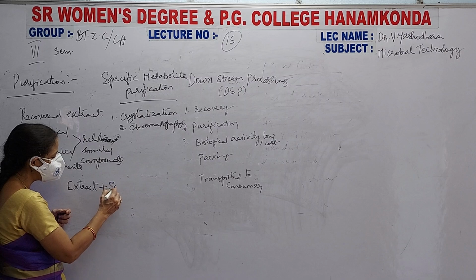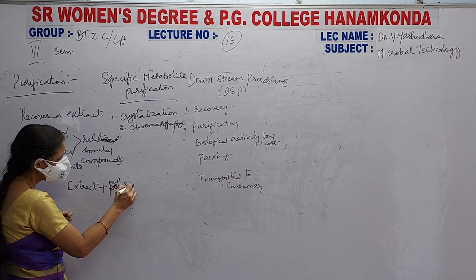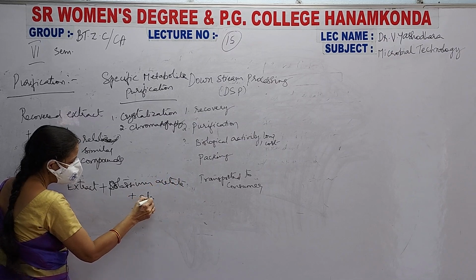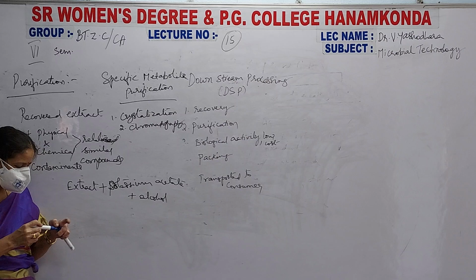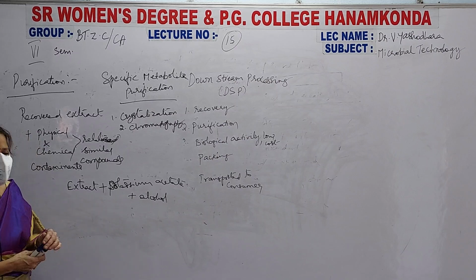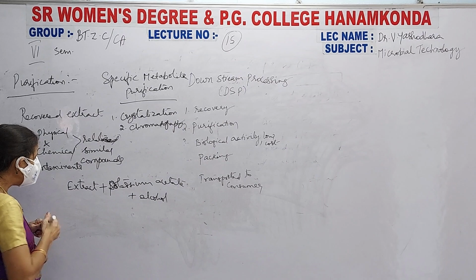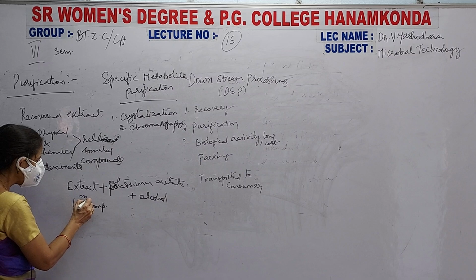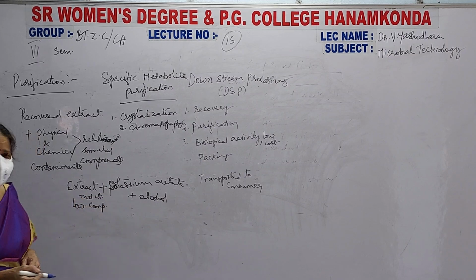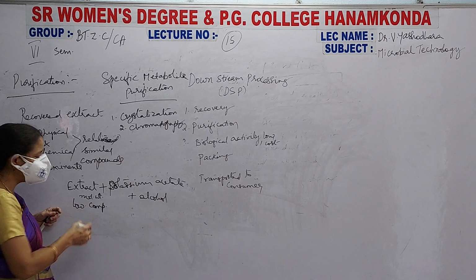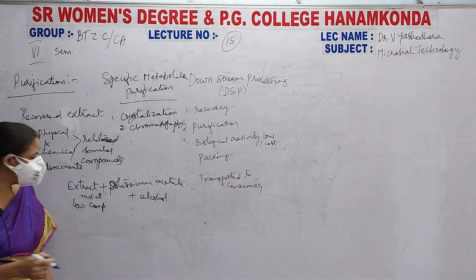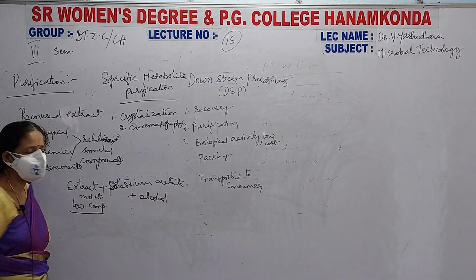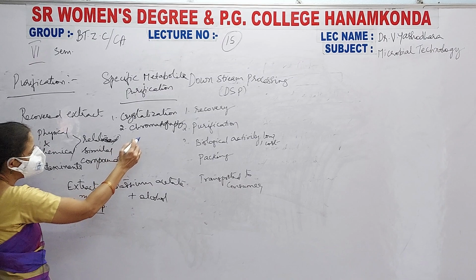To this extract you will be adding potassium acetate plus alcohol. Potassium acetate plus alcohol is mixed in this extract, and that will lead to the crystallization of your low molecular weight compounds. If it is a specific low molecular weight compound, it can be crystallized with the help of this potassium acetate and alcohol mixing. Next, coming to chromatography.